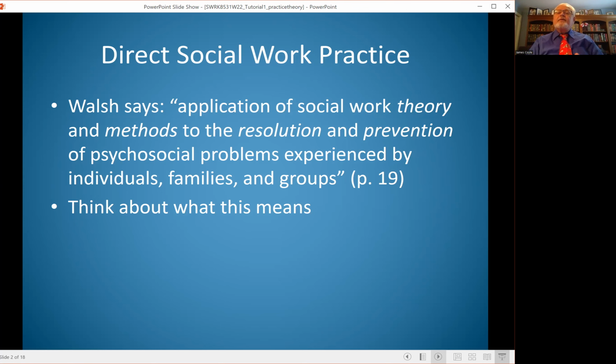First, social work practice is about theory. There's a theoretical explanation for what's going on. Methods are the things that we actually do to help people. That practice focuses on the psychosocial problems experienced by our clients, and it could focus on individuals, families, and groups. In this course, we're going to talk specifically about practice focused on individuals.